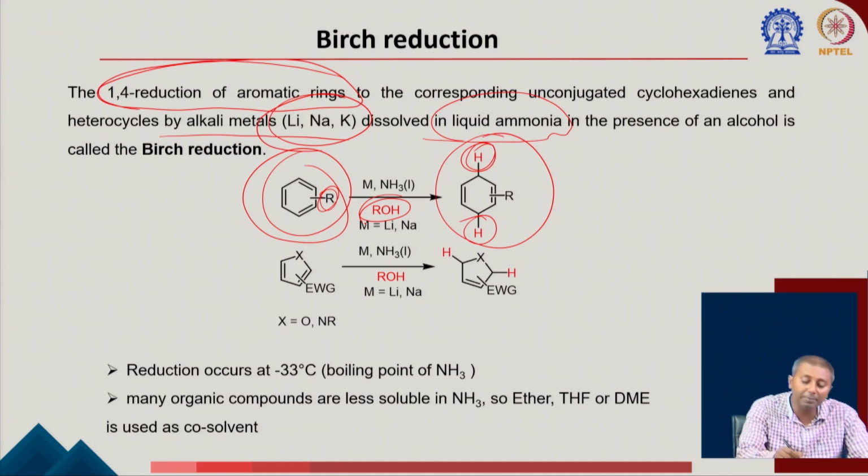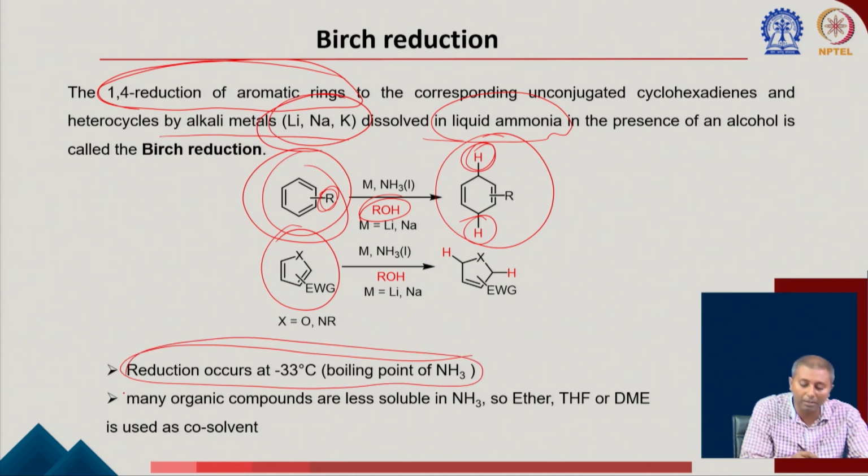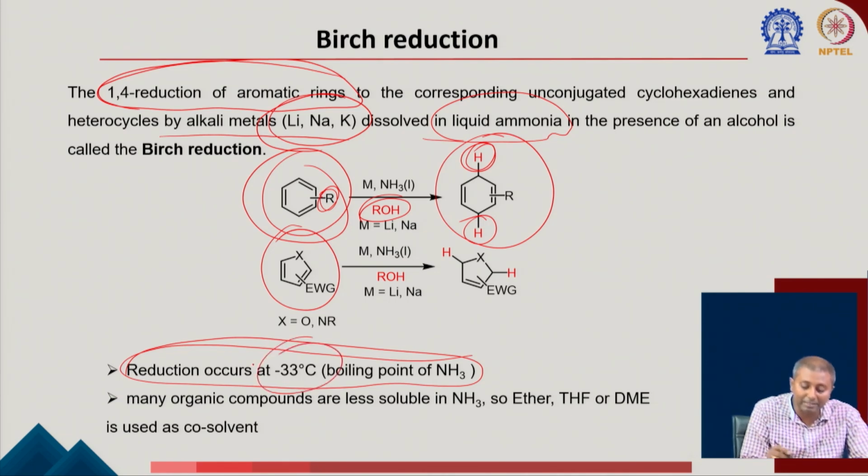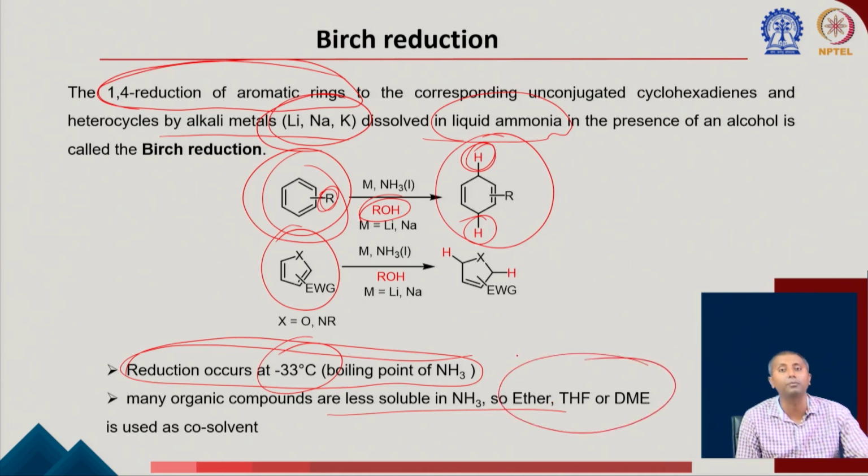Okay. It is not only going to be a phenyl, it can also reduce the corresponding heteroaryl. We are going to come back to some of this. And the reaction, of course, the reduction occurs at minus 33 degrees, which is the boiling point of liquid ammonia, because you are running the reaction in liquid ammonia. So you have to do the reaction at minus 33 degrees to continue the reduction happening. Okay. Of course, sometimes the compound has a problem with solubility in ammonia, then people can use THF or ether in the reaction as a co-solvent with the ammonia.